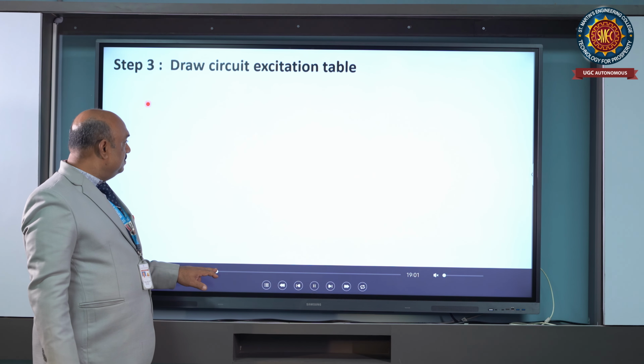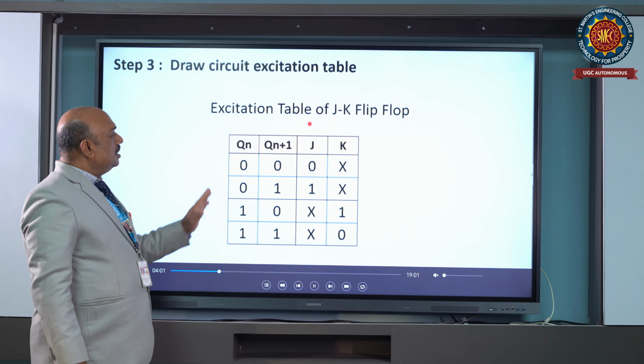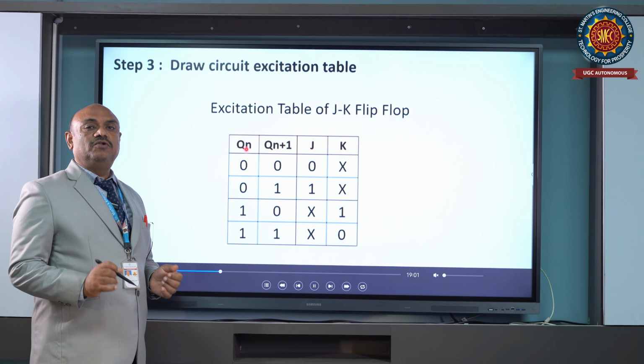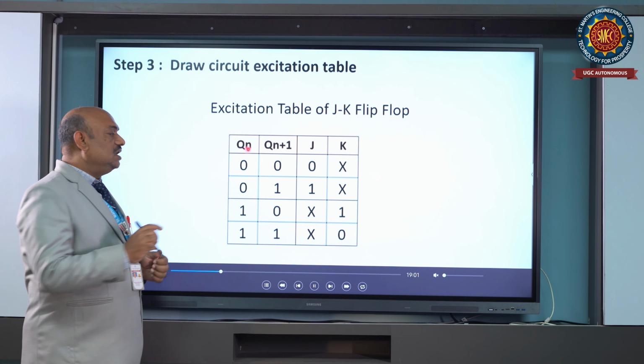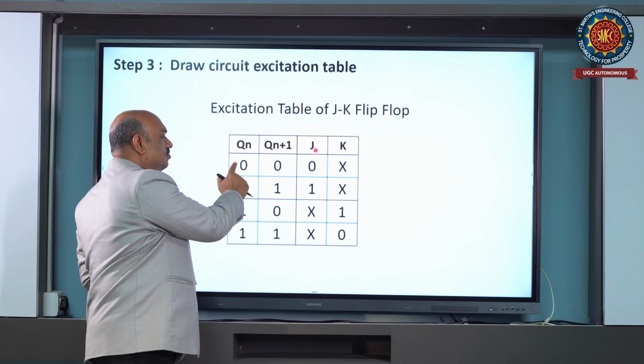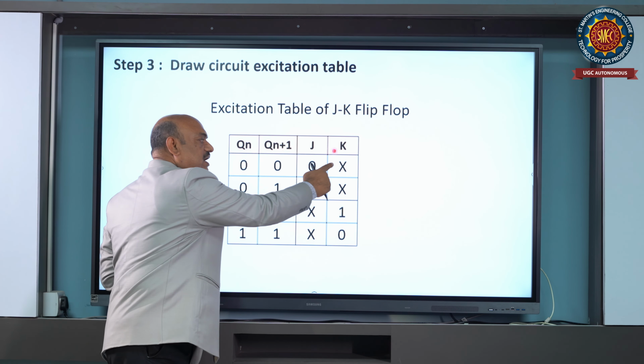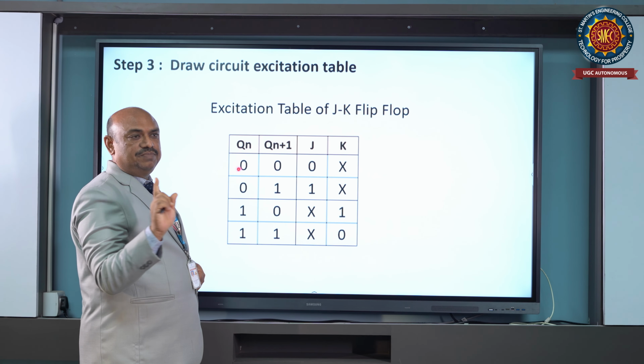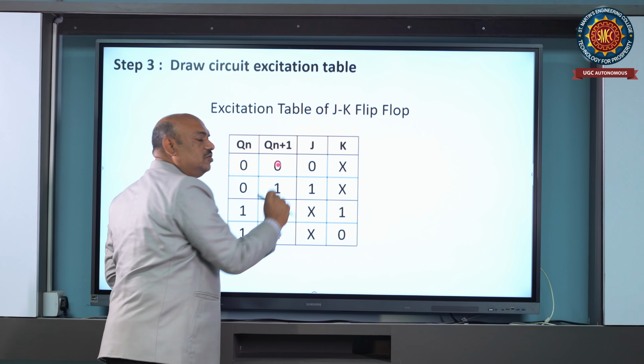So the excitation table we have to fill here. The excitation table of the JK flip-flop is very simple to remember. Present state, next state. When we start from 0, K is don't care. Very simple: start from 0, K don't care.